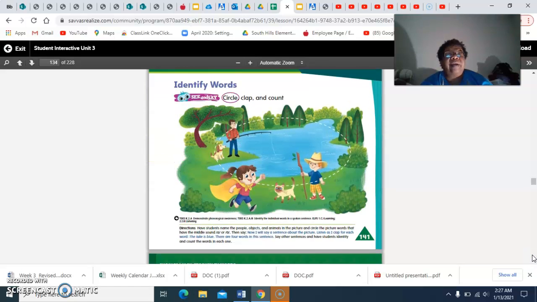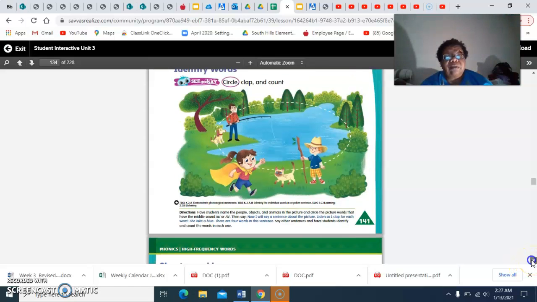You have pictures. You're going to look for different pictures. You're going to look for objects, people, animals, and circle them. You'll clap the syllables. You can make a sentence with the pictures also. And those are nouns, so you're looking for nouns.